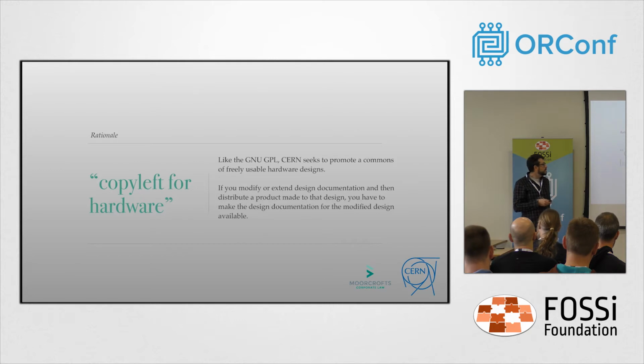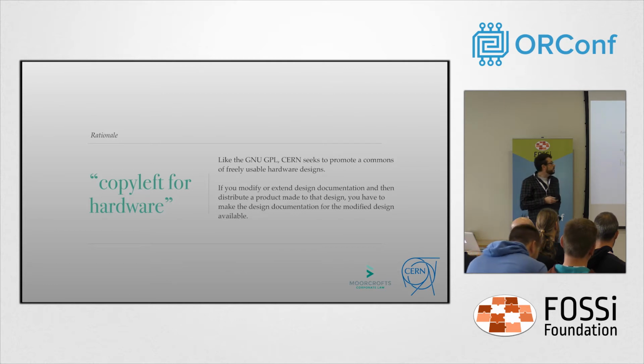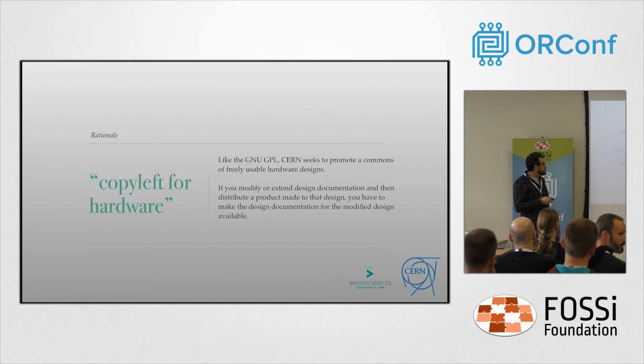But if you're looking to implement some form of copyleft, that makes life a lot more difficult in hardware than it is for software. So the rationale behind the CERN Open Hardware License is very similar to the rationale behind the GNU GPL, in that CERN wants to promote a commons of freely available and freely reusable hardware designs. And the way that it works is around the design documentation. So if you modify or extend any design documentation that you obtain that's been released under that license, and then you release hardware based on that design documentation, you're under an obligation to make your modifications to that design documentation publicly available under the same license.